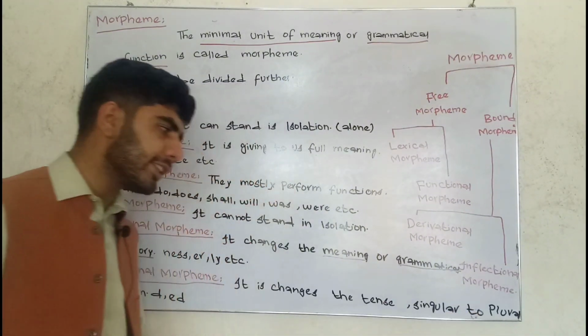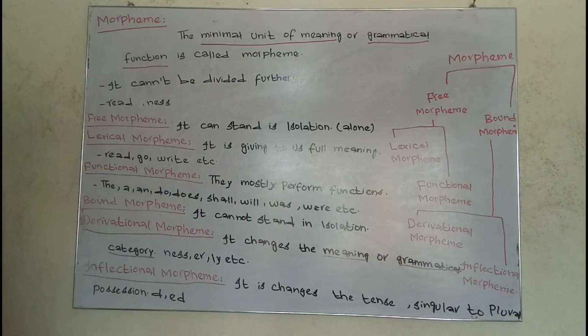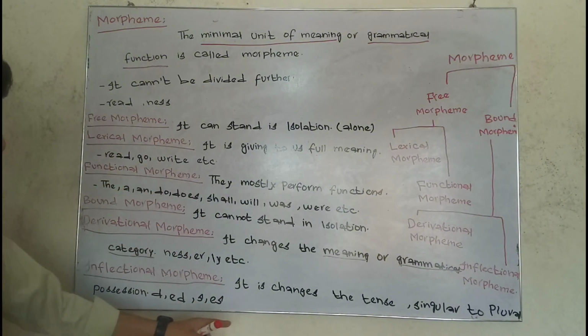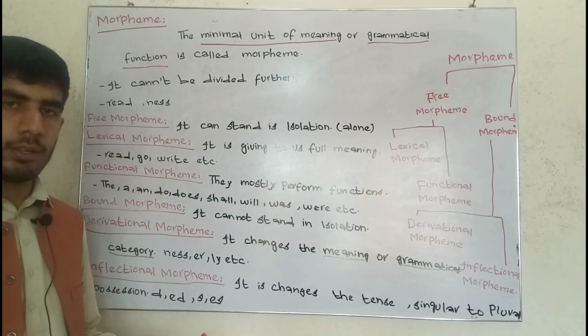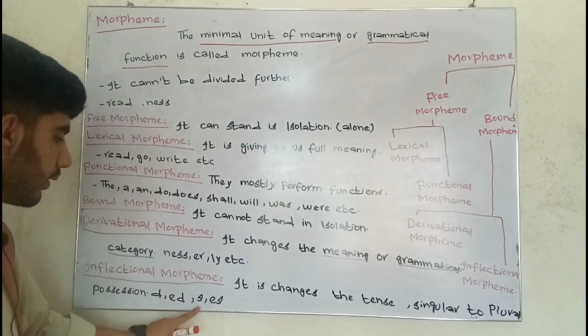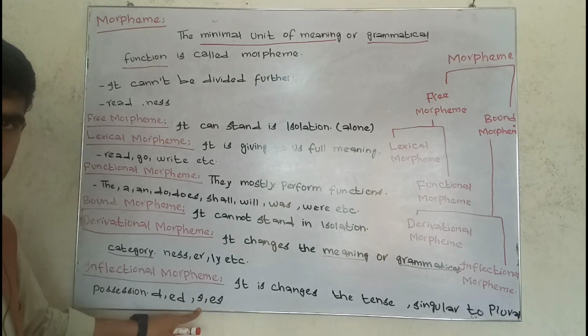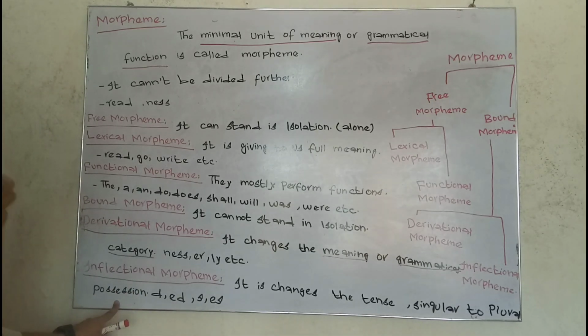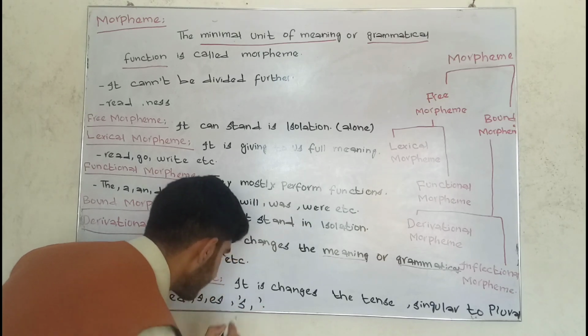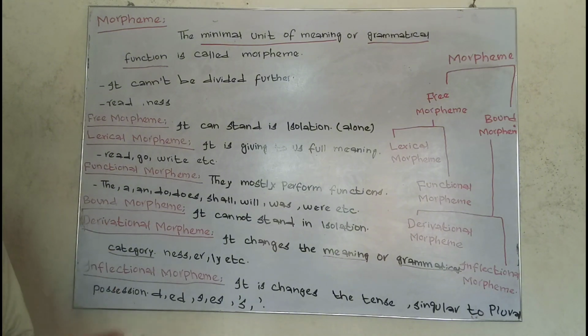One is called singular to plural. It's also changing singular to plural. For example, s or es. How can it change singular to plural? For example, car, cars. The last one is called possession. For example, the apostrophe s. For example, Ahmad's book. It means the book of Ahmad. It also changes the possession.